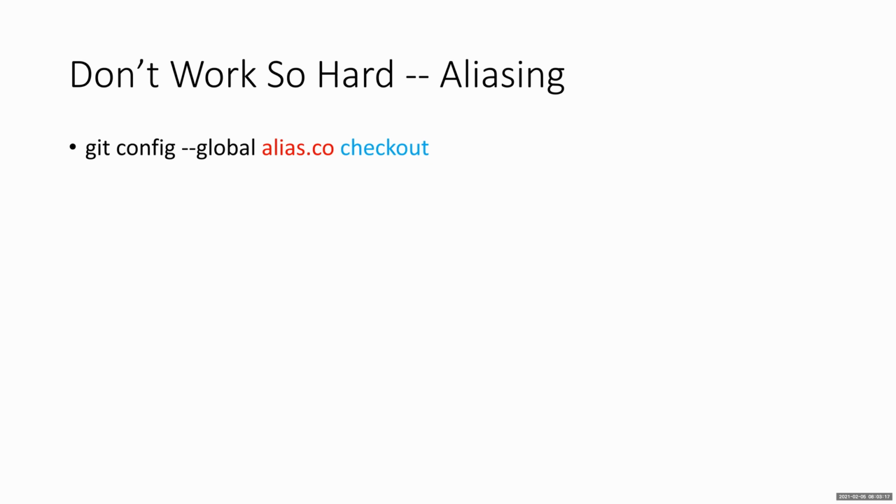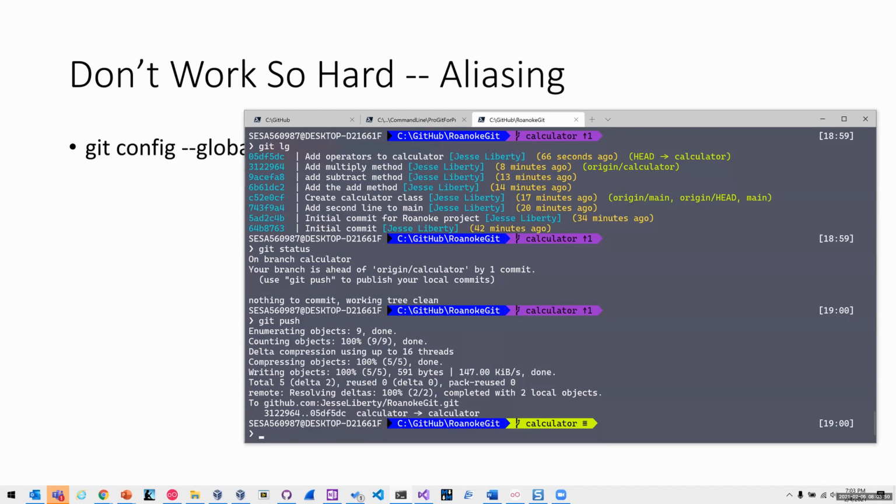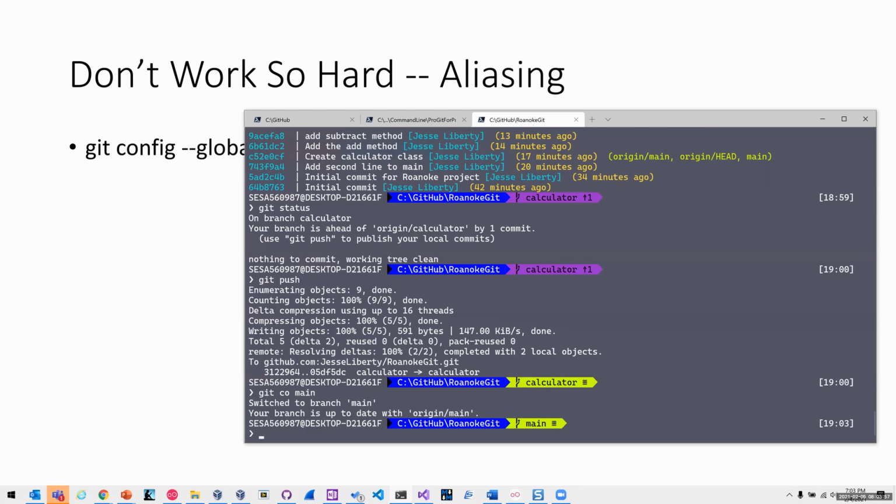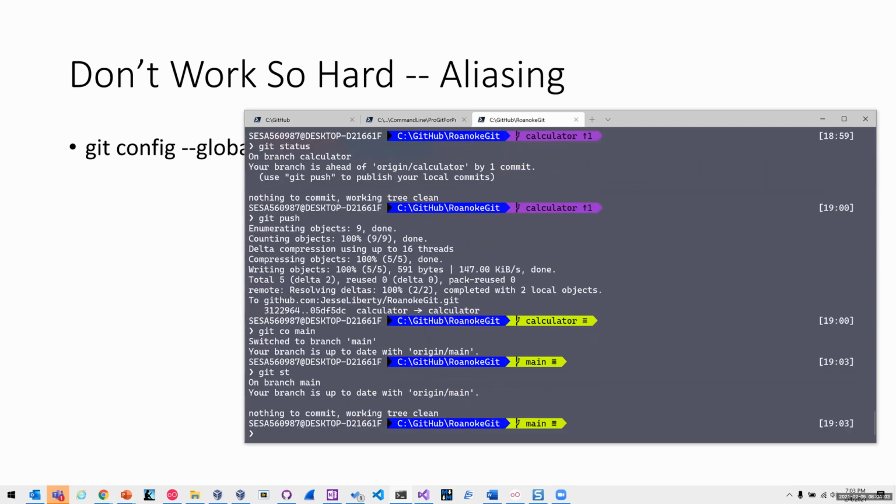The way you create an alias is you say config, and then you say --global. Now you can make it local or per team, but 99% of the time we use --global. Then you use the keyword alias, followed by a dot, and then the alias you want. So in this case, the alias is co, followed by the command that you want co to represent, checkout. Notice that if I go to my command line, I can say git co main, and that checks out main. A little bit quicker. I use st for status. I'm very lazy. And that gives me my status.